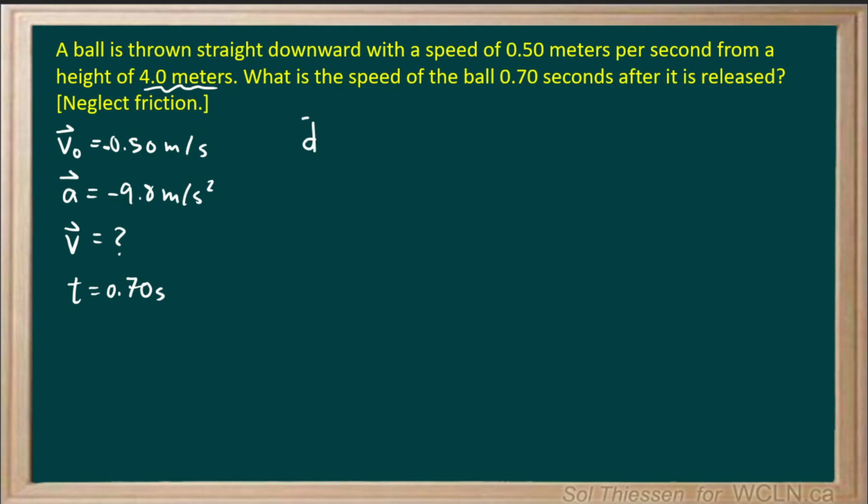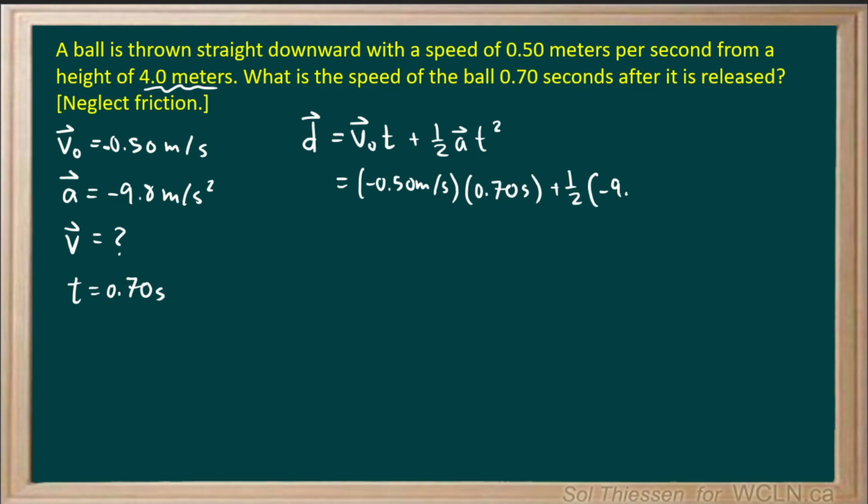So we can use this equation. Displacement is equal to initial velocity times time plus 1/2 times acceleration times time squared. So the initial velocity is negative 0.50 meters per second. The time is 0.70 seconds. The acceleration is negative 9.8 meters per second squared. And again, the time is 0.70 seconds, and that'll be squared.